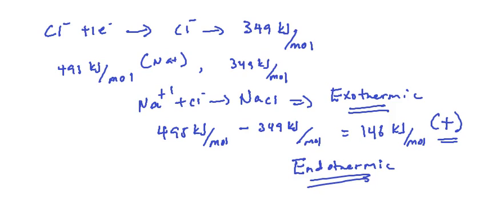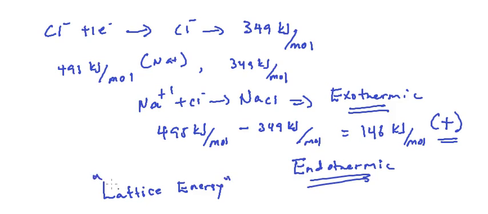So we have to find another piece of the puzzle. What will be the missing piece for creating an ionic bond? The missing piece for creating an ionic bond is called lattice energy. Lattice, I'm going to write lattice energy for you.